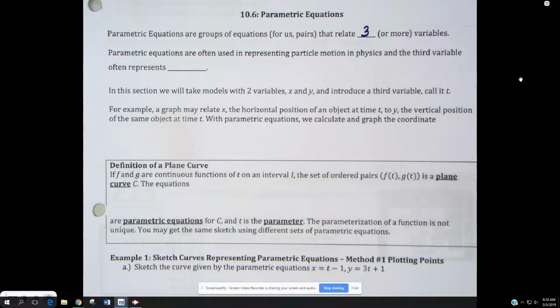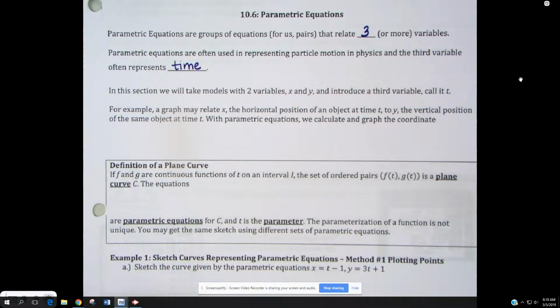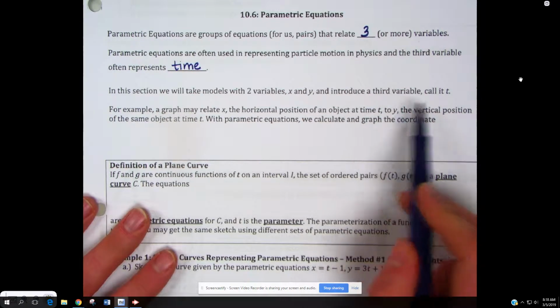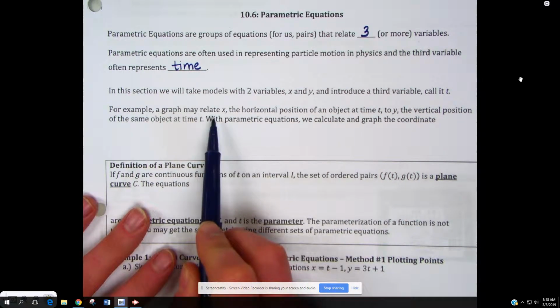Parametric equations are often used in representing particle motion in physics, and in that case, that third variable would typically represent time. And for that reason, the way we have it laid out here, our textbook uses t as this third variable. In this section, we'll take models with two variables, x and y, and introduce this third variable called t. So for example, a graph could relate your x value, the horizontal position, to your time, right?